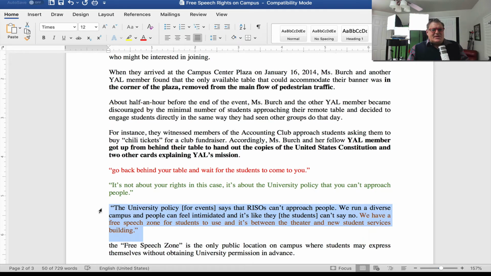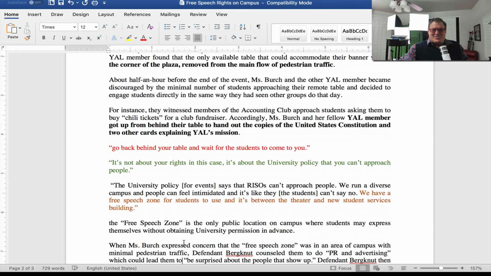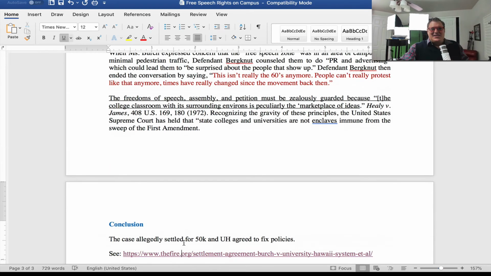We have a free speech zone for students to use, and it's between the theater and the new student services building. So if you want to do that, she's saying go to the free speech zone. That's where you do it. The free speech zone is the only public location on campus where students may express themselves without obtaining university permission in advance. So there's really only one place on campus that you can express yourself without getting permission. I mean, that's pretty crazy to me.